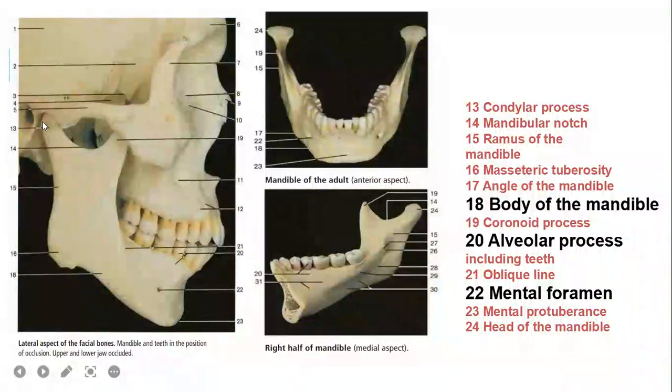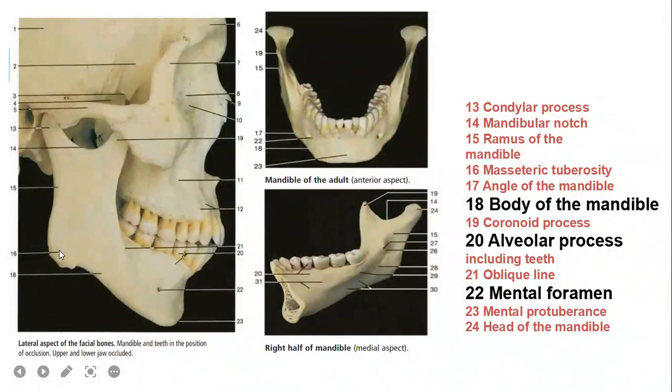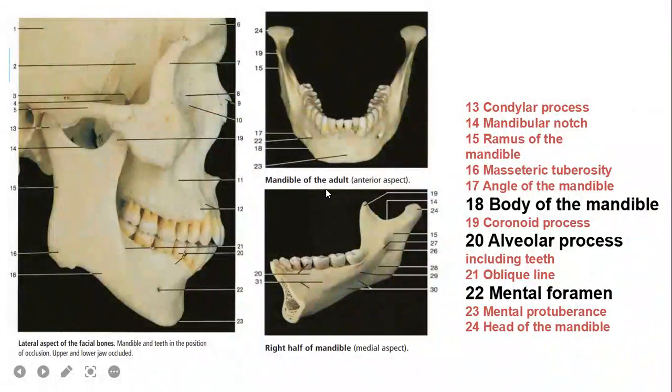So 13 is the condylar process, then 14 is the mandibular notch, 15 is the ramus of the mandible, 16 is the masseteric tuberosity. Then we have the part labeled 17, which is the angle of the mandible. Then 18 is the body itself. Then 19 is the coronoid process. 20, as mentioned, is the alveolar process, including the teeth, which are right there. Then the part labeled 21 is the oblique line, 22 is the mental foramen, 23 is the mental protuberance, and finally the part labeled 24 is the head of the mandible. So those are the structures we'll be learning about as we move ahead.